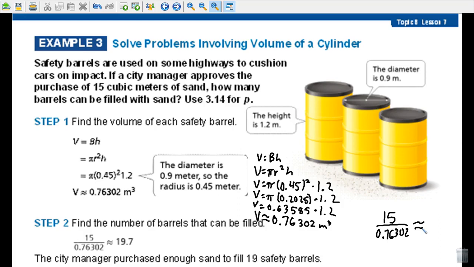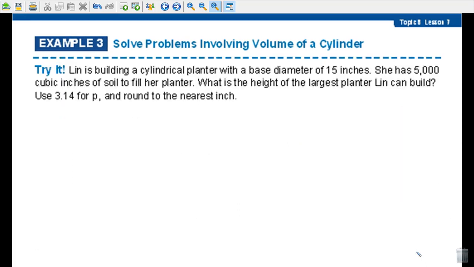76302. And it is approximately, rounding to the nearest tenth, which they don't ask you to do, but they tell you to do, so whatever, 19.7, and you can't have 0.7 of a barrel, so we would say 19 altogether. Okay? Let's move on to the triad. How about that? All right. So, example 3, try it.